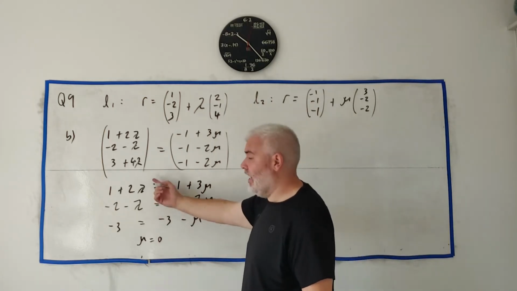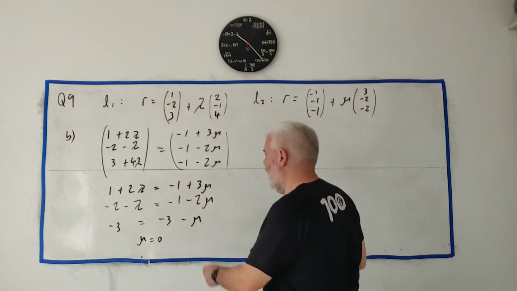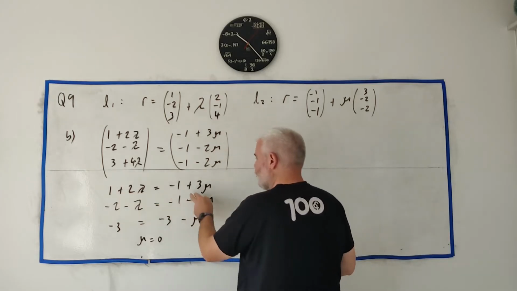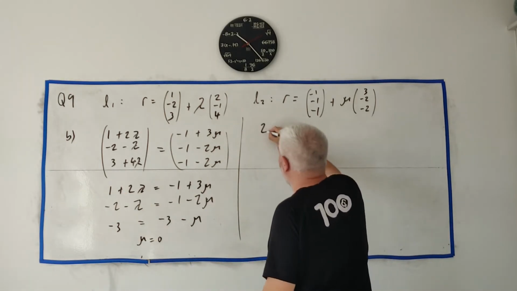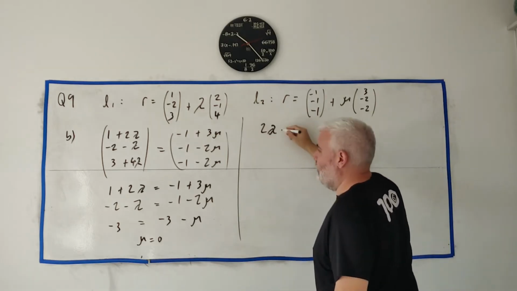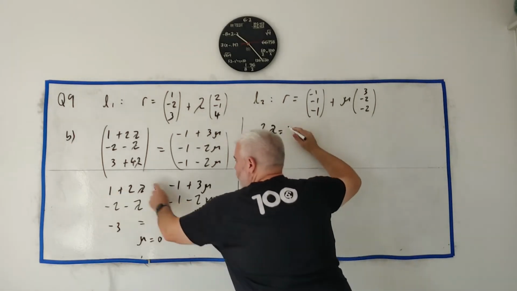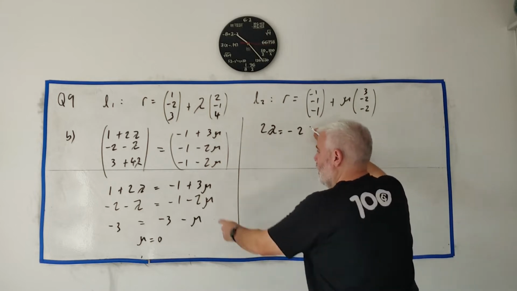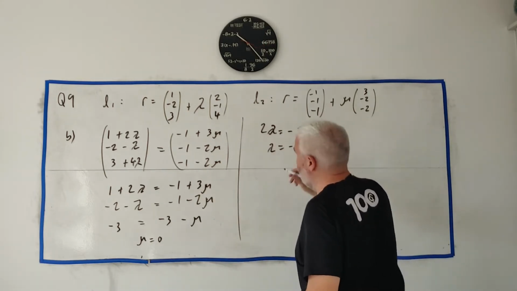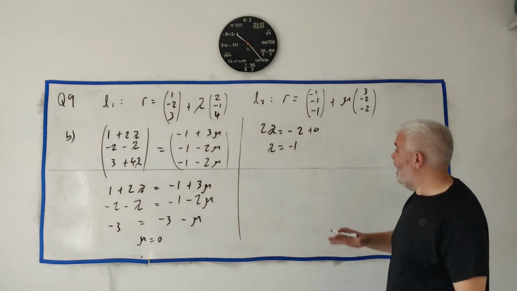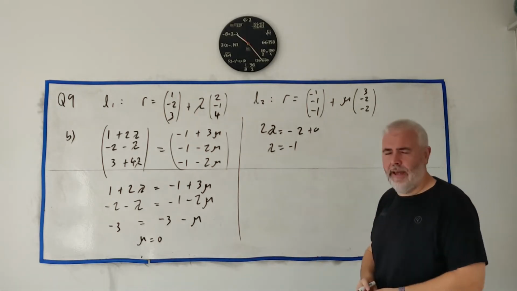Fill that back in to anywhere you want and we get lambda. Let me write that again. This top row here, we'd have 2 lambda. Sorry, 2 lambda is equal to minus 2 plus 0 plus 0. So lambda is equal to minus 1. That's the answer for lambda and mu.